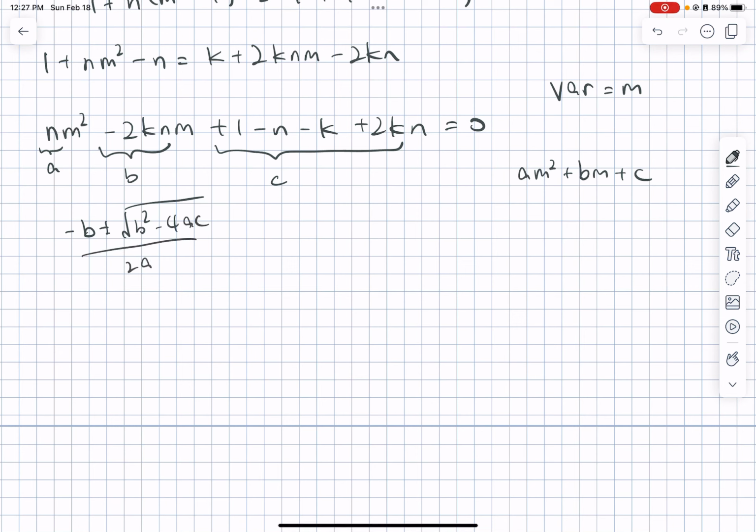So what we care about here is the determinant, or the thing that's under the square root here, because this whole thing is going to be equal to m, and m is a positive integer. That means this thing in here, called the determinant, has to be a perfect square. The determinant must be a perfect square. Otherwise, there's no way for m to be an integer. So now, all we care about is the determinant.